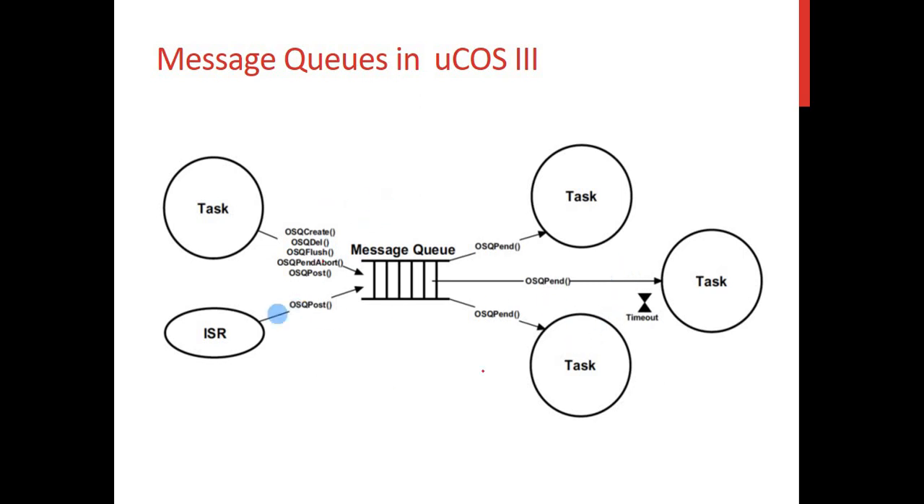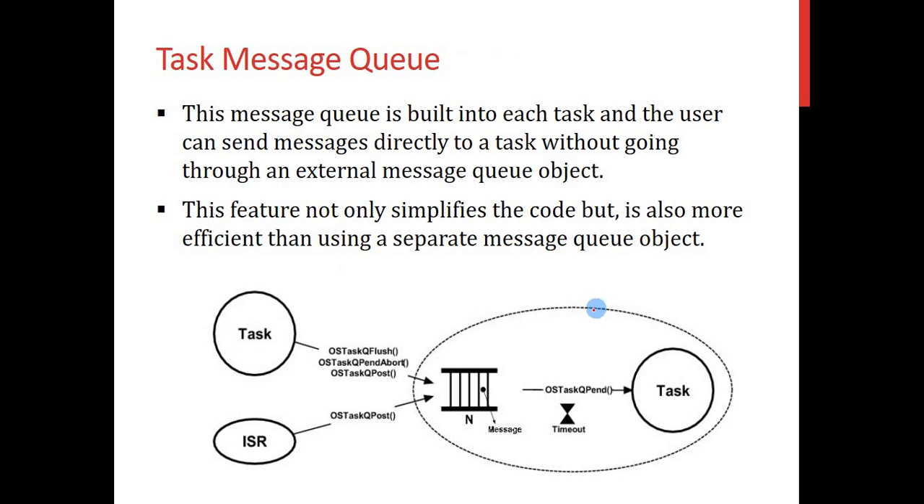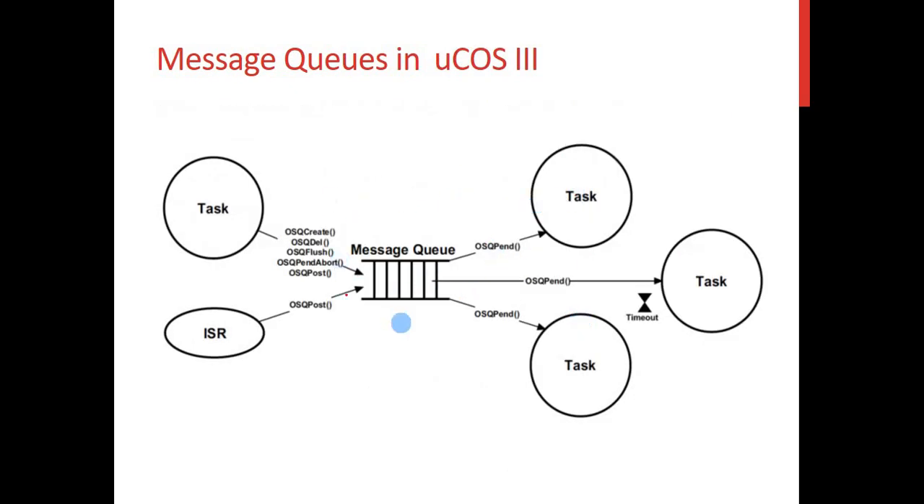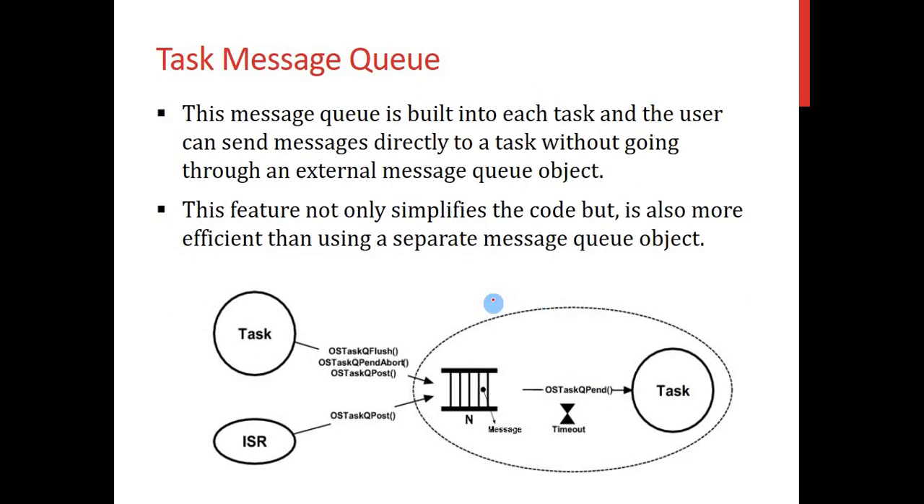There are multiple tasks here, as you can see, and each of them is waiting. So when somebody eventually posts a message, then the highest priority task gets it. There is also an idea called task message queue. This one is a generic message queue, and the OS construct is called OS queue here. There's also another kind of message queue known as the task queue, called OS task queue everywhere.